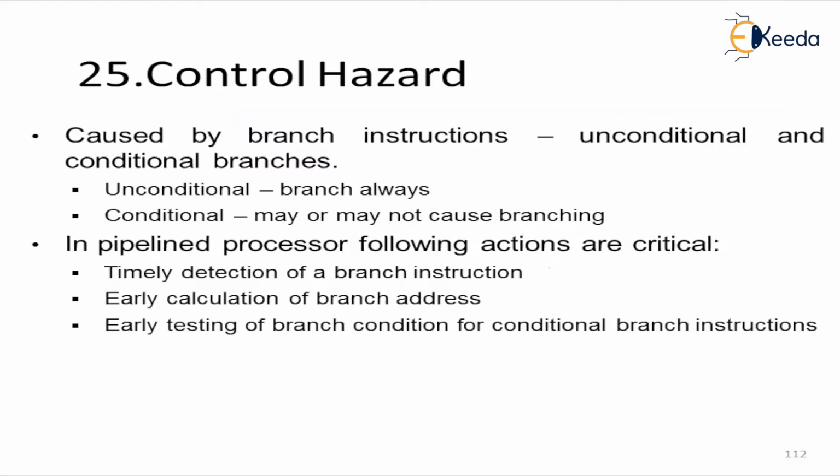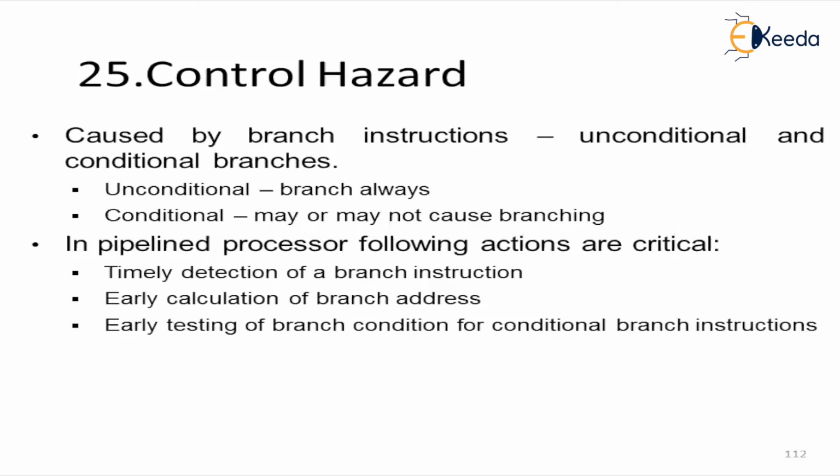What are the phases in which the control hazards work? It is caused by the branch instruction, which may be classified into two types. One is called the unconditional and the other one is called the conditional branch instruction. Unconditional contains branch always, and conditional may or may not cause branching. So it depends whether the condition may contain branching or whether it may not contain branching.